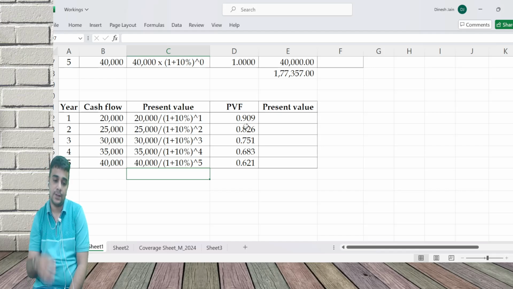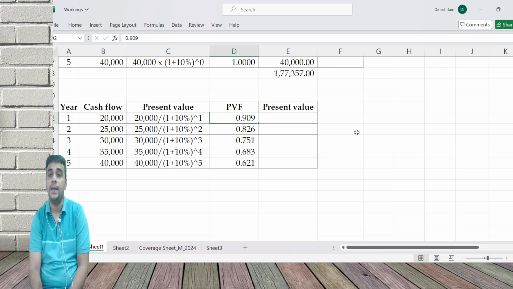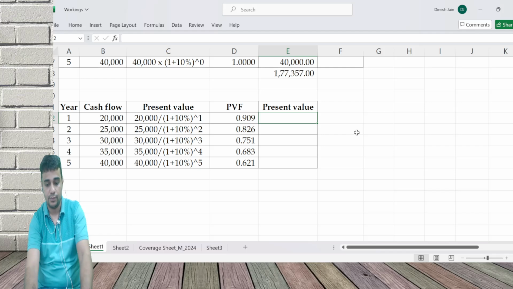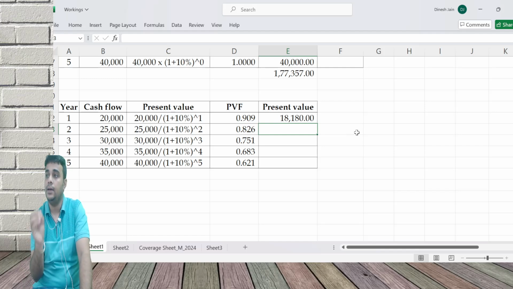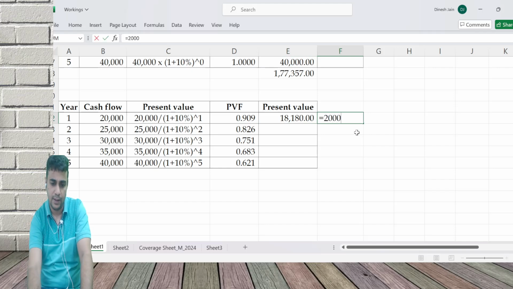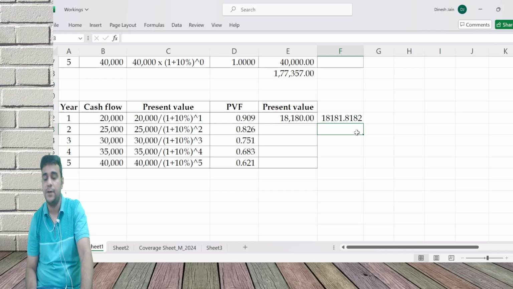Now listen. If you are writing 0.909, you have already done the division. You have already done the 1 divided by this number. So multiply 0.909 with 20,000. That gives 18,180. 0.909 into 20,000 or 20,000 divided by 1.1, both are mathematically the same. The difference is rounding off.